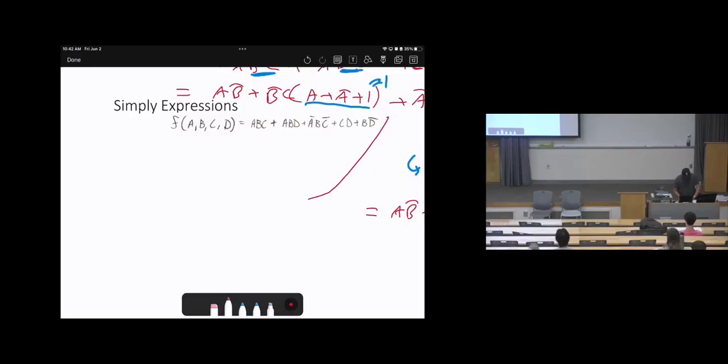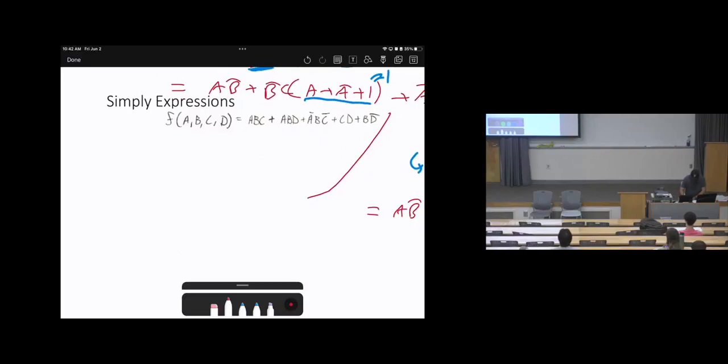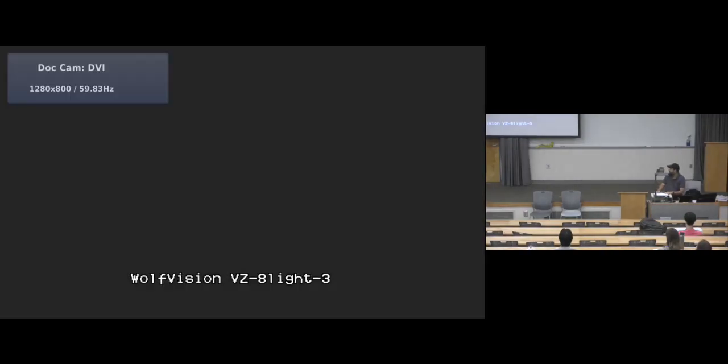Prove this expression equal to AB plus B plus CD. How do we do this proof? Dealing with this will take a lot of time, but let me do it. I have a piece of paper here that I can show to you, so it will be much easier to follow.